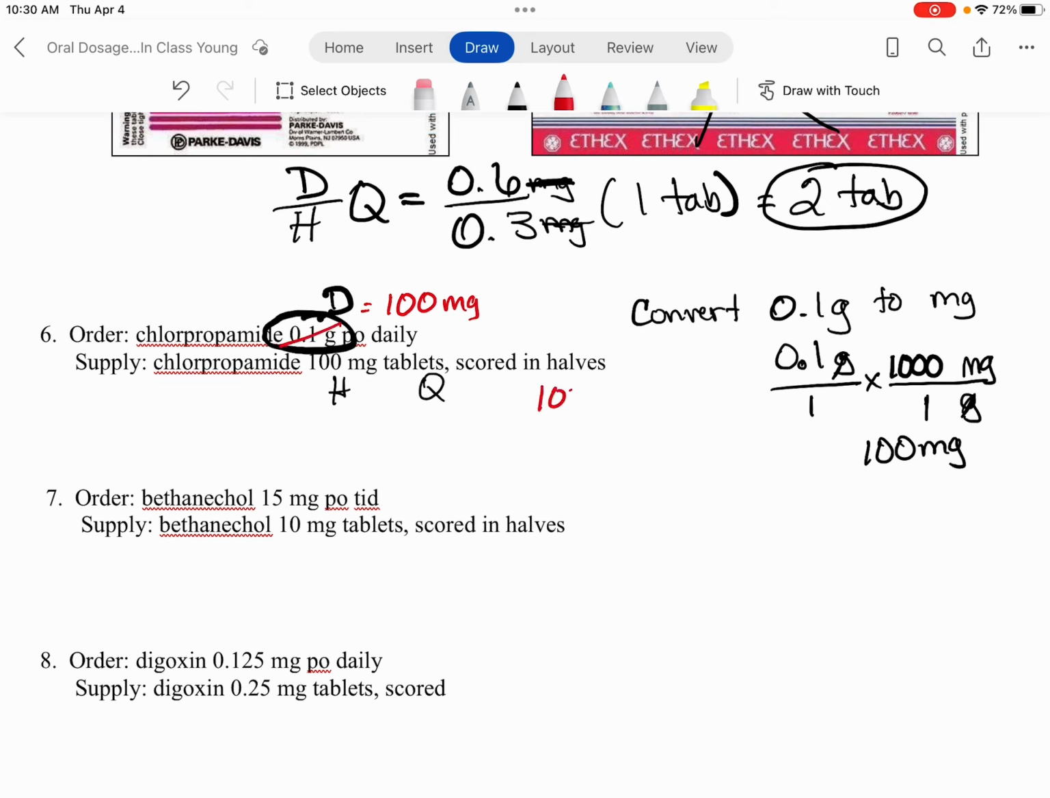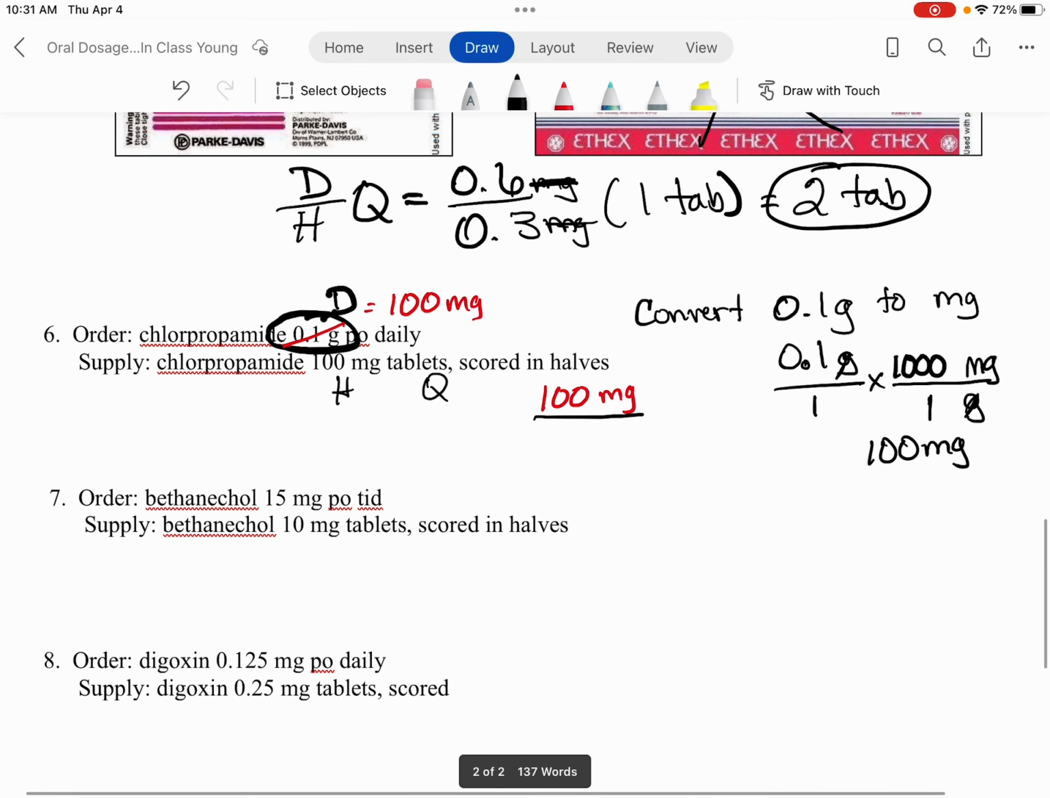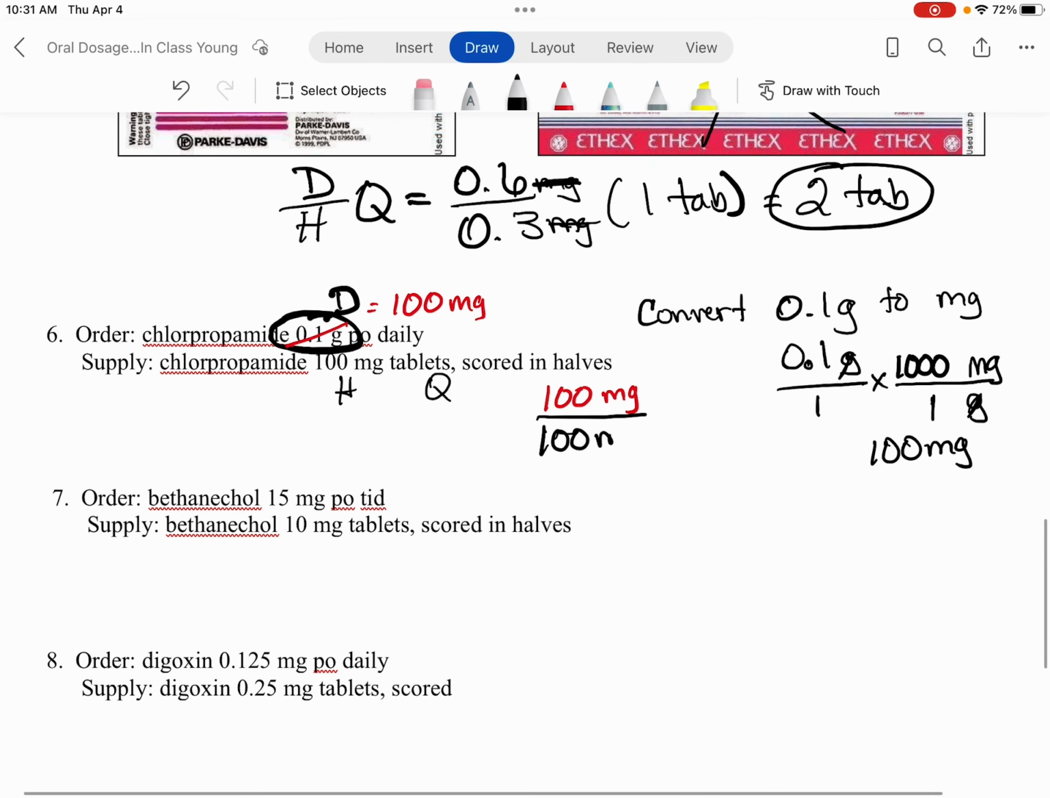So then I have 100 milligrams over my have, which is 100 milligrams, times 1 tablet. And when you're dealing with the oral medications of tablets and capsules, it's always going to be per 1 tablet, per 1 capsule, always. So my milligrams will cancel. 100 divided by 100 is 1 times 1 gives me 1 tablet.